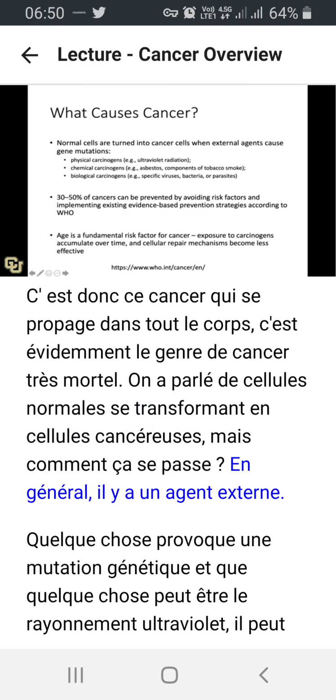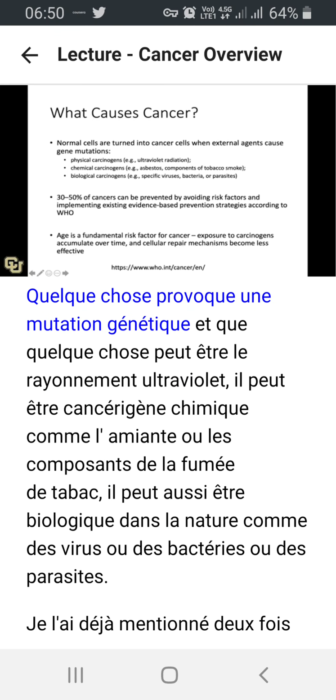Well, typically there's some external agent. Something causes a genetic mutation, and that something can be ultraviolet radiation. It can be chemical carcinogens like asbestos or components of tobacco smoke, and it also can be biological in nature, like viruses or bacteria or parasites.